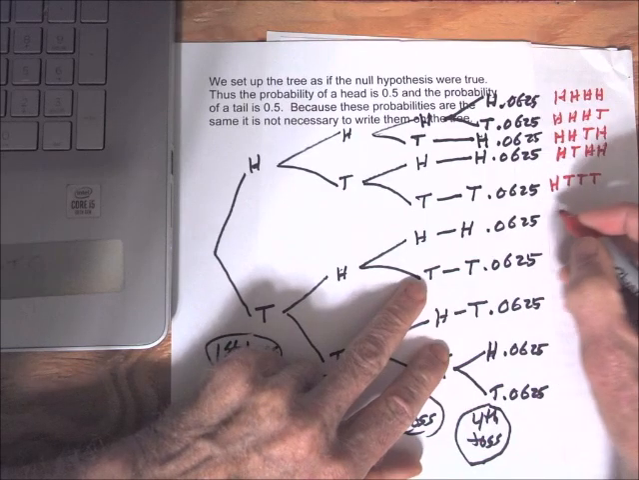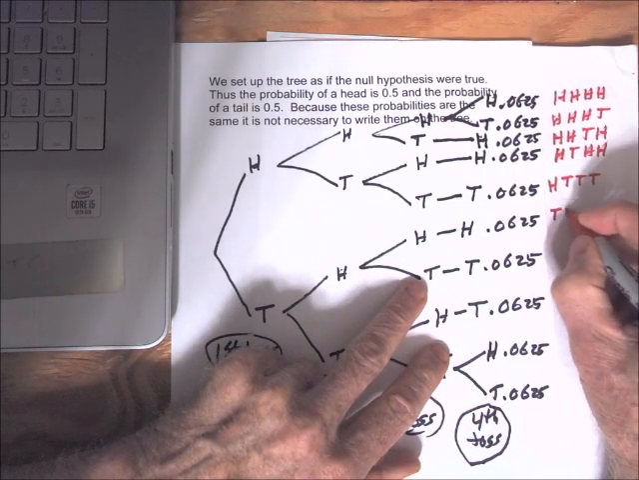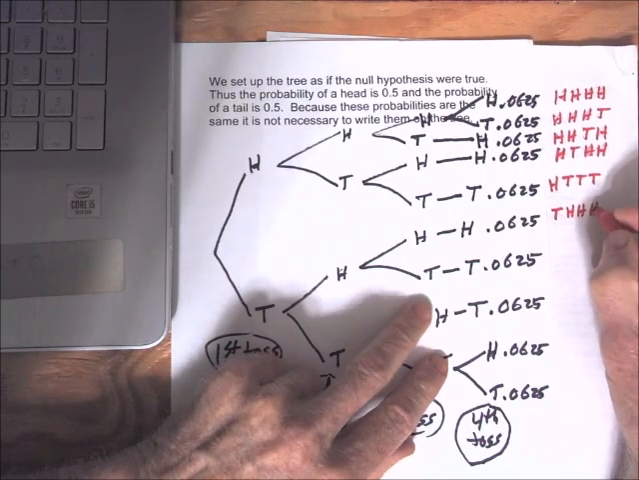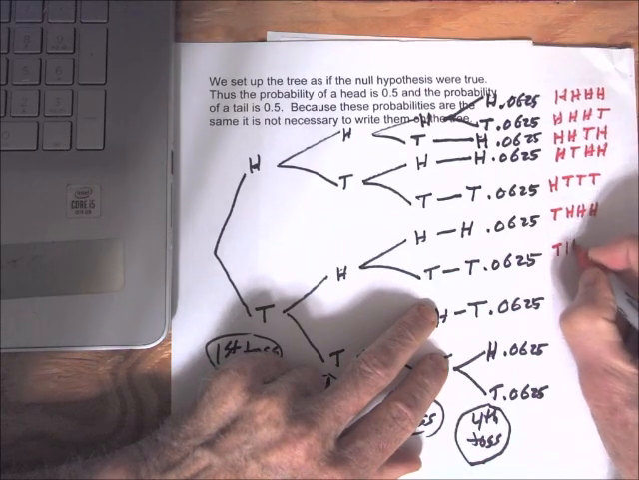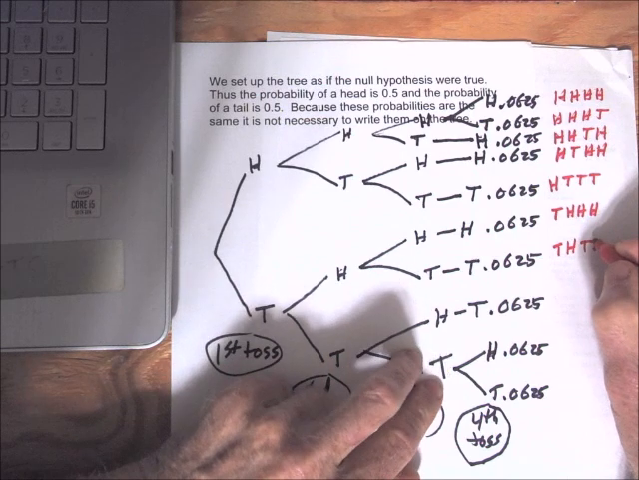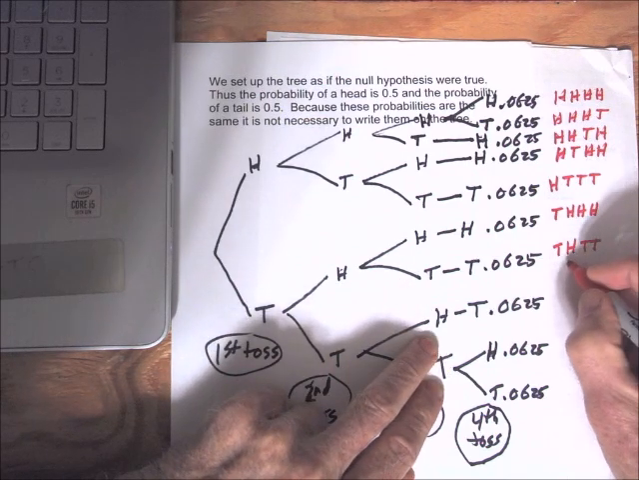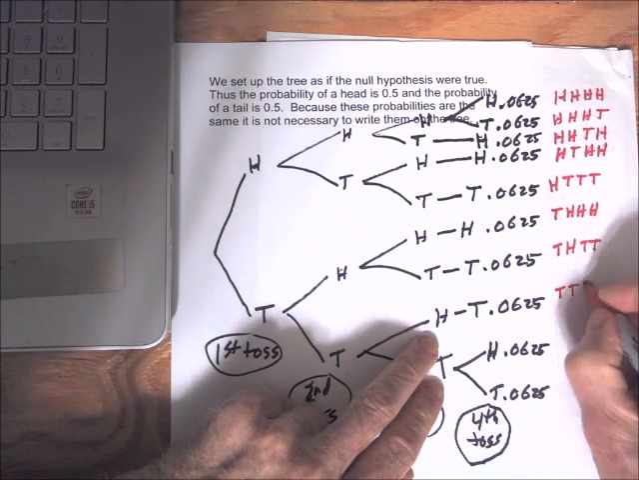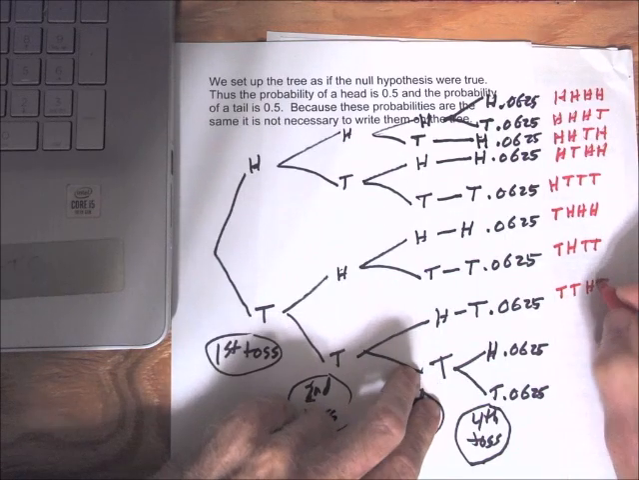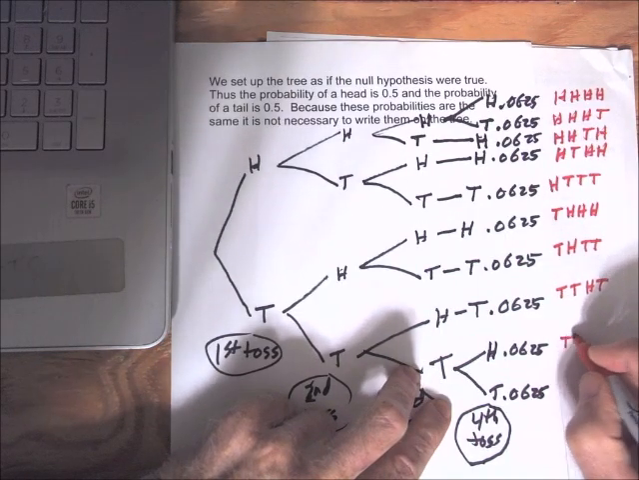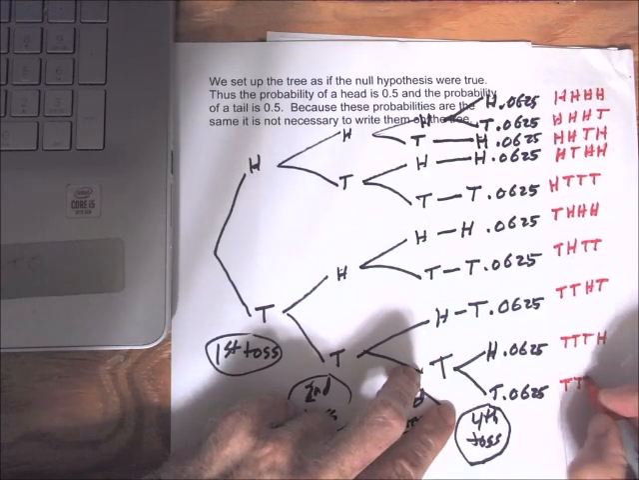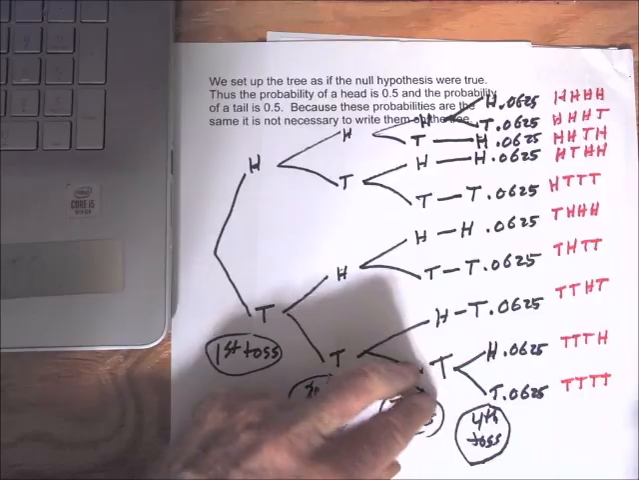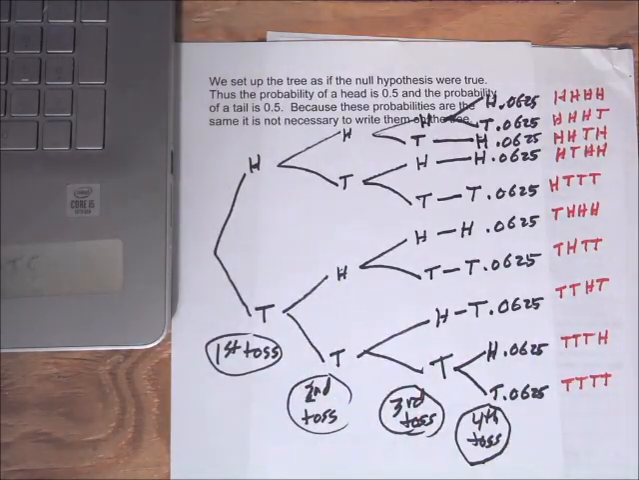A tail and 3 heads. Tail, head, tail, tail. Tail, tail, head, tail. This will be tail, tail, tail, head. And this bottom path, all 4 tails. Okay, so those are the paths where we have either at least 3 heads or at least 3 tails.